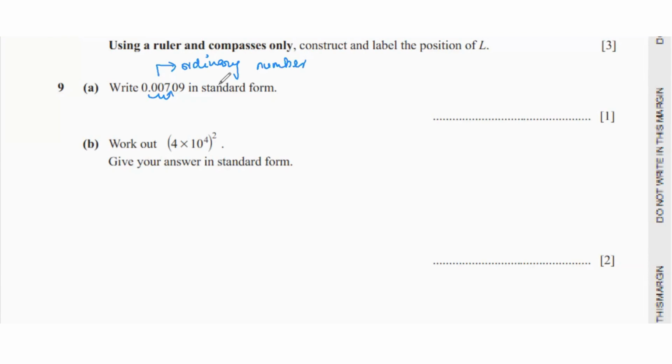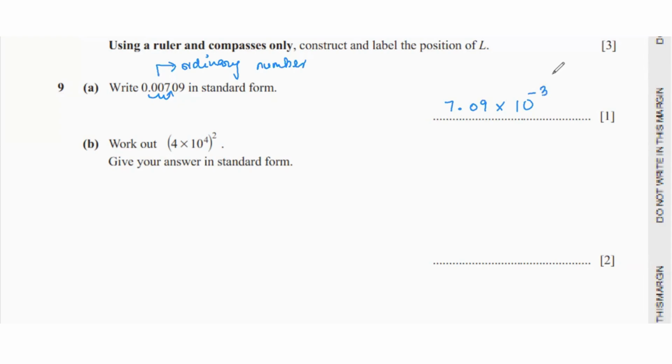right-hand side. Now, why are we moving it just 3 places? Because when you're writing a number in standard form, our first digit has to be a non-zero digit. So that's why we stopped at 7, because 7 is the first non-zero digit that we get in this number. So it's going to be 7.09 times 10 to the power of negative 3.